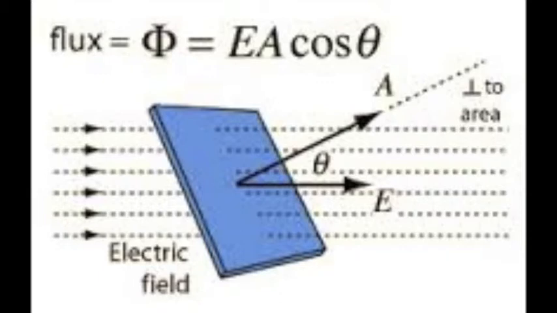The amount of flux is maximized when the electric field lines are perpendicular to the surface and parallel to the area vector of the surface. The equation of flux is given by the dot product of electric field times area, or E times A times cosine of theta.